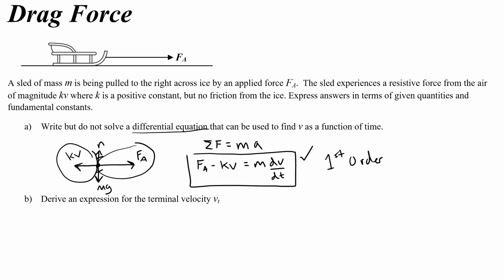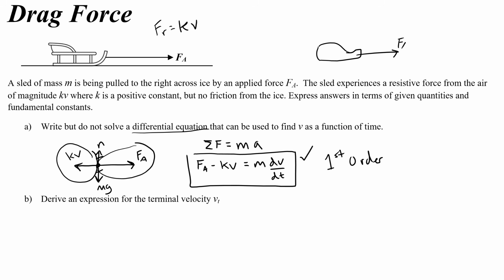Okay, what about the terminal velocity? Well, terminal velocity is like the maximum speed that you're going to get. And since the resistive or the drag force depends on velocity, then as the sled begins to speed up, so will that resistance. It'll get bigger and bigger. So eventually, I'm going to draw the sled. This looks like a terrible sled. It's like an elephant shoe.